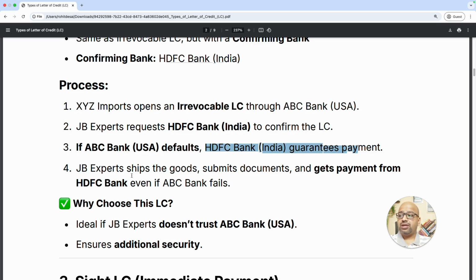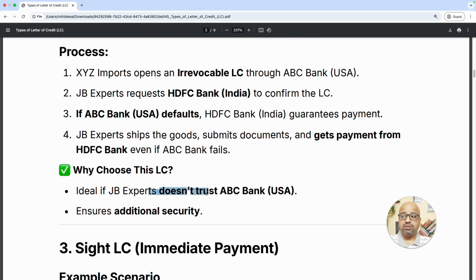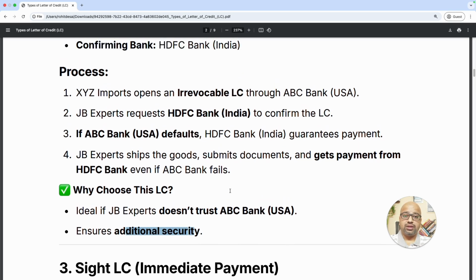So JB Exports ships the goods, submits the documents, and gets the payment from HDFC Bank even if ABC Bank fails. So this is a very clear structure. If you have any issues with your buyer and you don't get paid, ABC Bank will pay. If ABC Bank defaults, then HDFC Bank will pay. You have three layers of security. You don't need to worry about that. So why choose this type of LC? If the country is unstable, or the bank is not well known, it could be a cooperative bank, then in those cases you want additional security for your LC, because you're putting your money, your product, your time and energy into it.